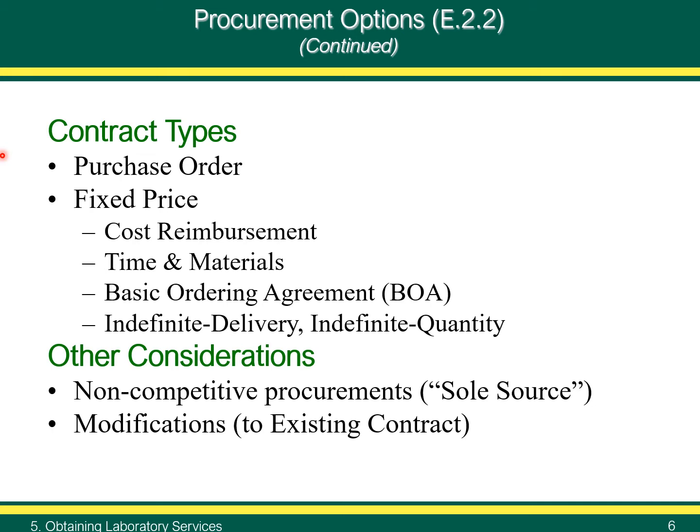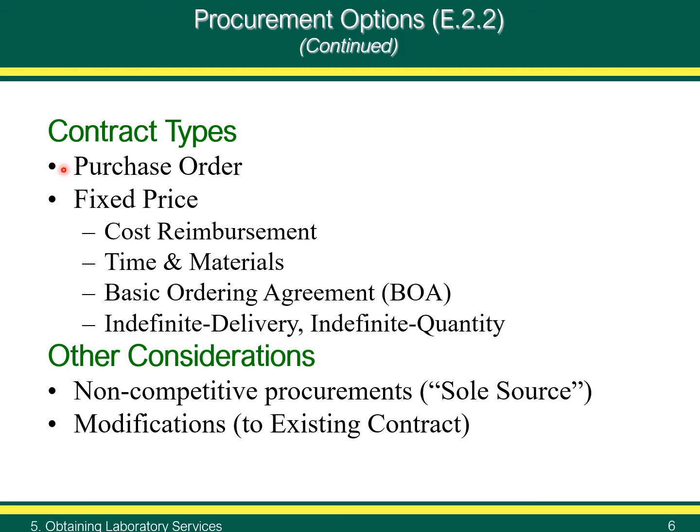Slide 6. Procurement options continued. MARLAP section E 2.2. On this slide, we continue our discussion of RFPs. Several types of contracting vehicles may be used with RFPs. One is the purchase order.